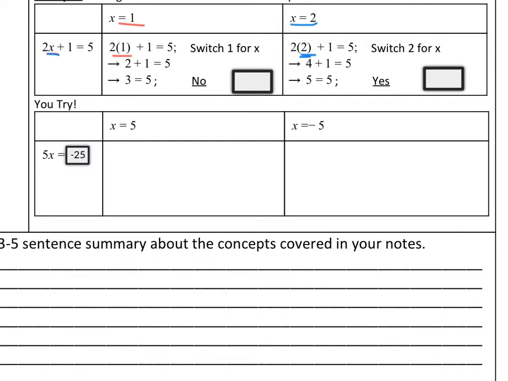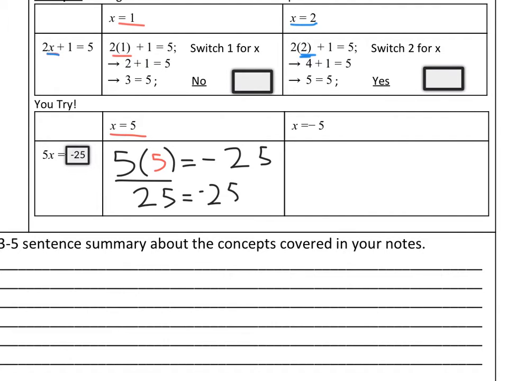Okay, for this first one, we're going to take this x equals 5 and plug that in. That'll give us 5 times, instead of x, I'm going to put in that 5. And I want to check, does that equal negative 25? Well, 5 times 5 is positive 25, which does not equal negative 25. So this is a no. That one doesn't work.